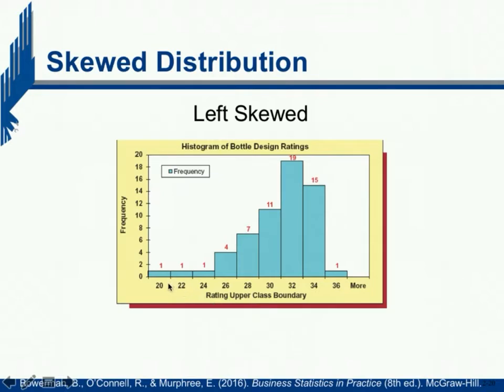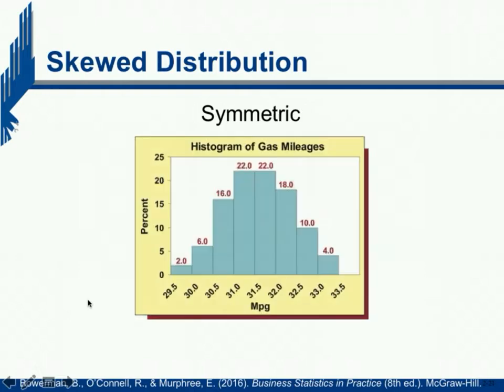So this is again affected by the presence of extreme outliers, specifically extremely low values. This one, 20, is very low compared to the most frequent bottle design rating, which is 32. That's why the length of the left tail is longer compared to the length of the right tail. So again, this is what we call a left skewed distribution.